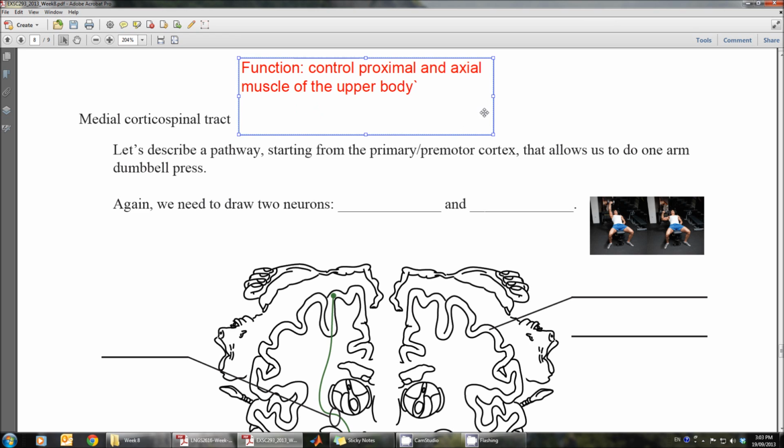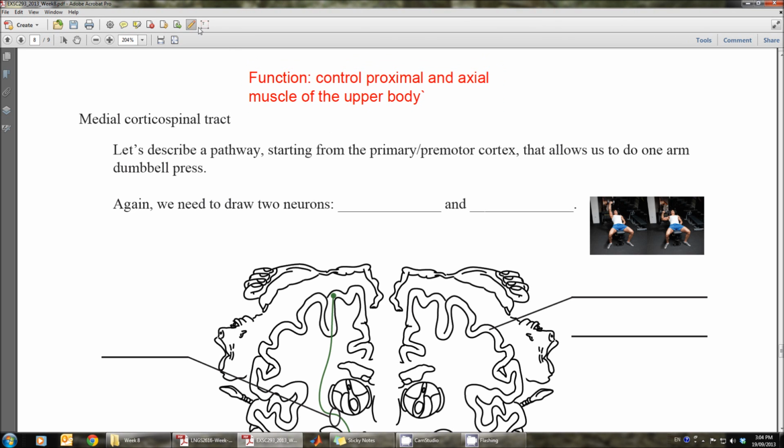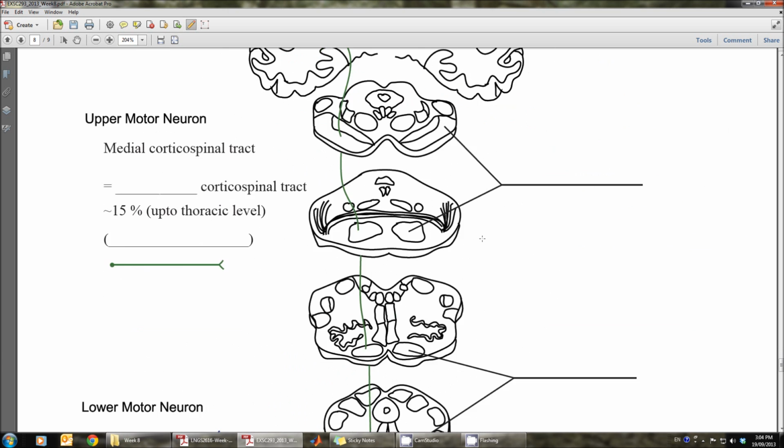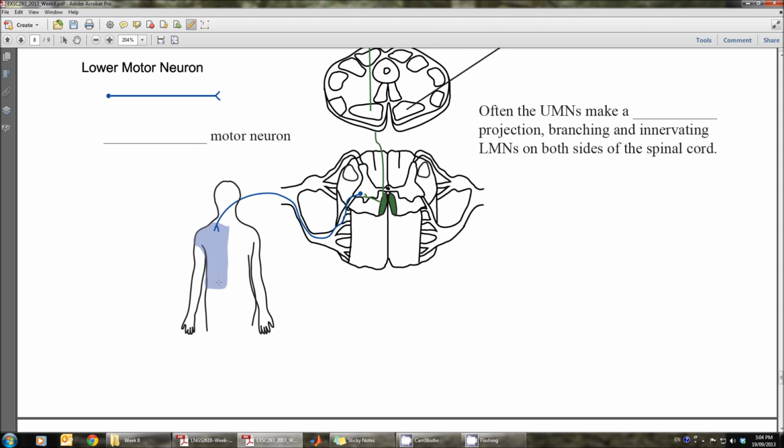The scenario we're given is a one arm dumbbell press, shown in this picture. In order to do that we need to contract the pectoral muscle and also the shoulder muscle. This is our right side and left side. So let's use the right side pec muscle.